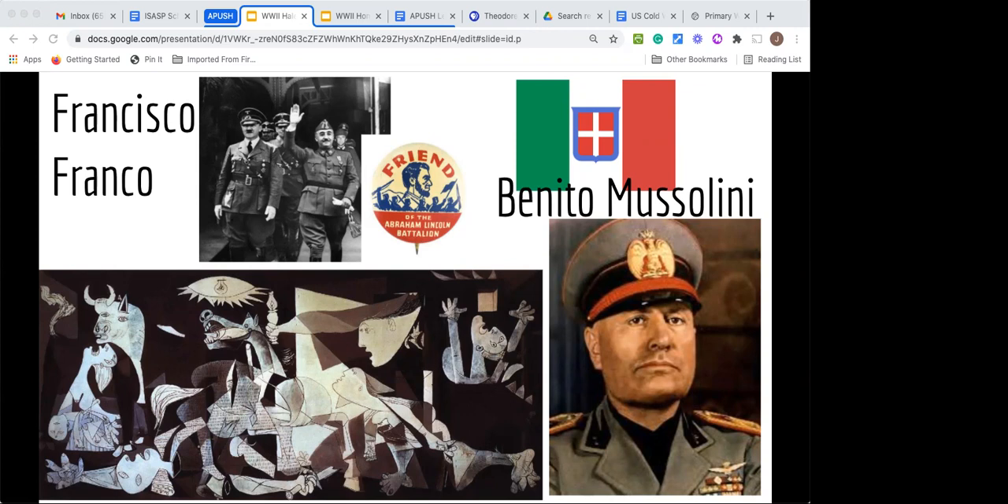And what you then have as far as a response, the Soviet Union supports the loyalists. Germany and Italy support Franco, the fascists. Okay, the United States stays out of it. We refuse to get involved. However, there are some Americans who do go in as volunteers. And they are known as the Abraham Lincoln Brigade. And that's why I have this Abraham Lincoln pin on here, okay?